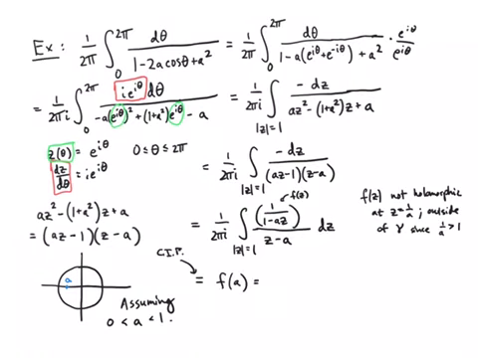And so we find that this is 1 over 1 minus a squared. Okay. All right, so this somewhat weird integral.